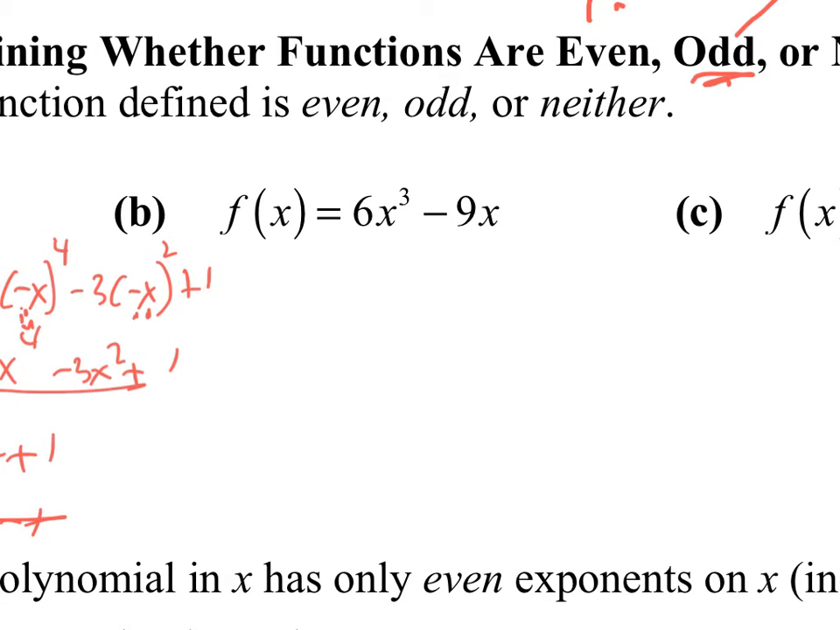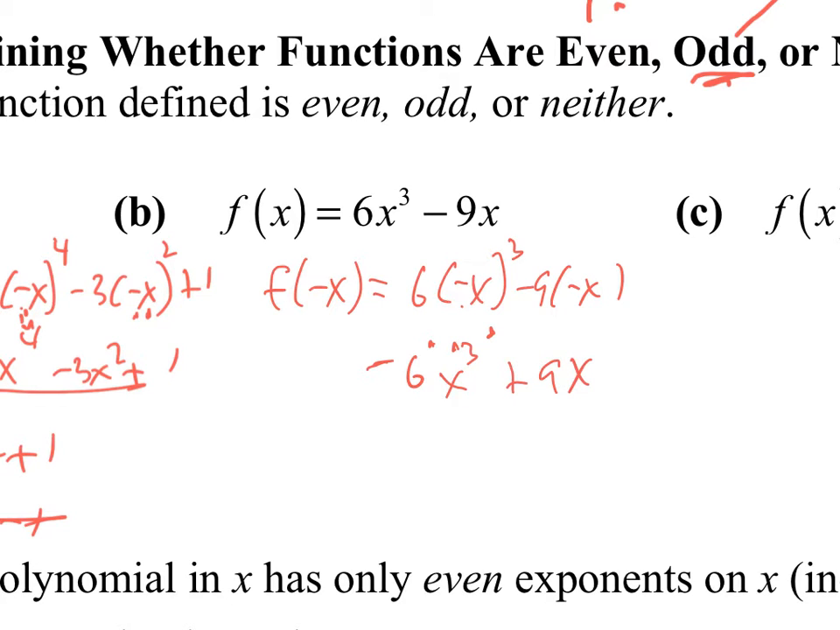All right, B. I'm going to try the even again. Let me see what negative x gives me. It gives me 6 negative x cubed minus 9 times negative x. A negative times a negative times a negative is still negative. Sorry, I had somebody come in the room. Let me back up. It should still be that negative times negative cubed is the negative 6x cubed. And then that gives me a plus 9x. Is this identical to f of x? No. So we know it's not even.